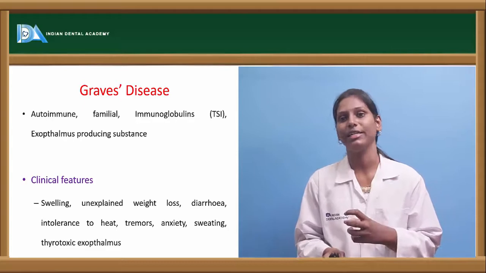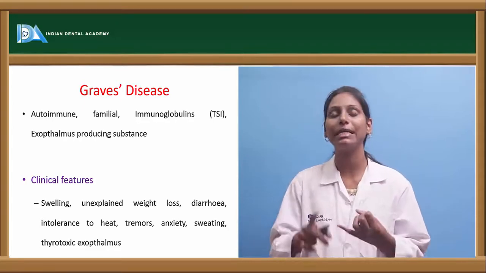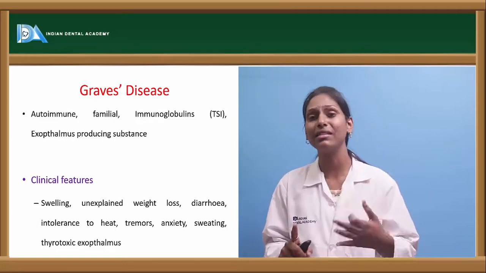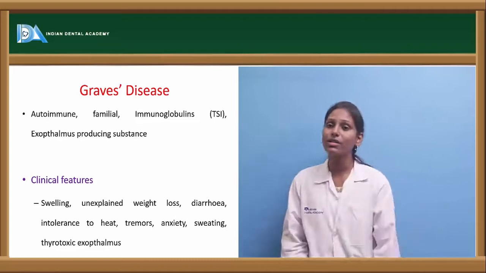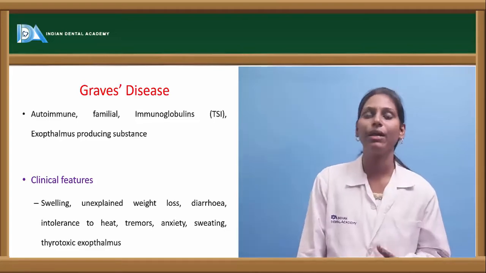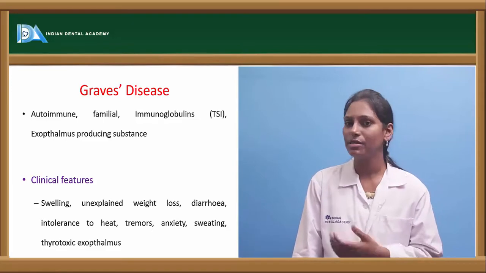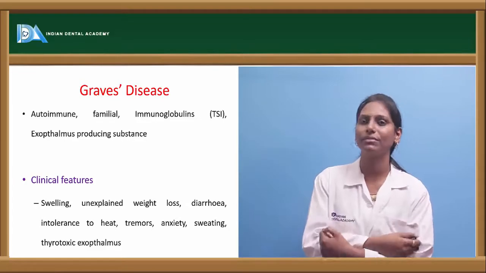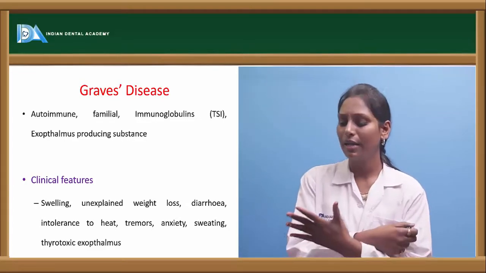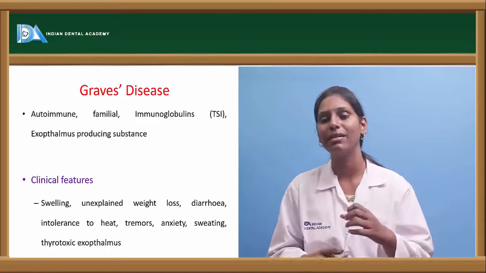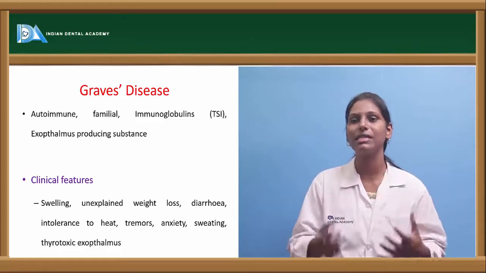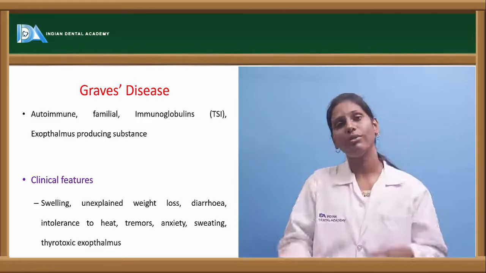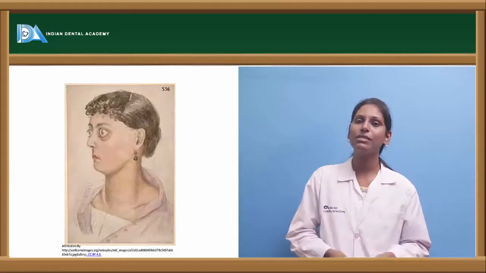Graves' disease is actually a triad. It is a triad of exophthalmosis, skin changes, and hyperthyroidism, that is increased thyroid hormones. The clinical features will be that the patient will have swelling, and unexplained weight loss will be seen. Patients can have diarrhea because of increased motility, and they have intolerance to heat because of hyperthyroidism. Tremors will be present, fine tremors of the hands. Patients are so anxious, they feel stressed out. And there is exophthalmosis. Exophthalmosis is nothing but popping out of the eyeball. That can be seen in Graves' disease.